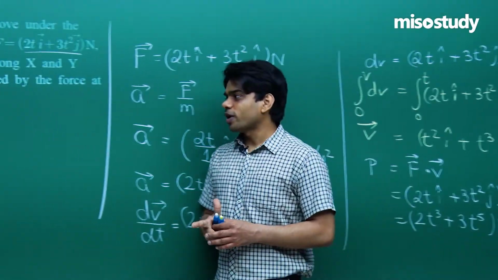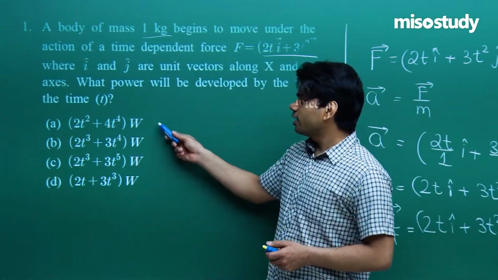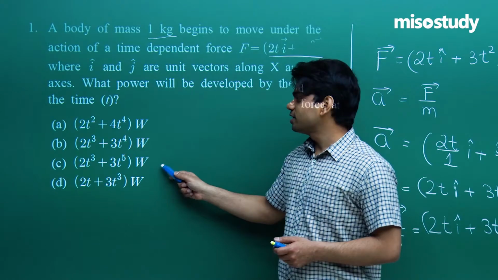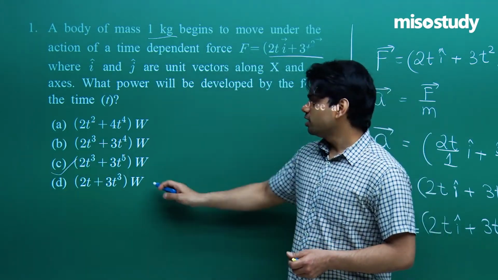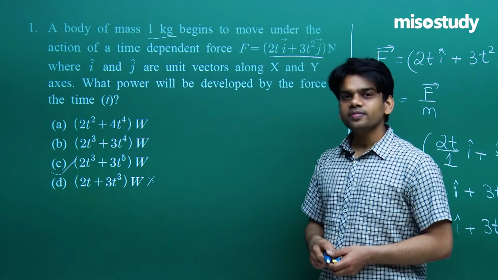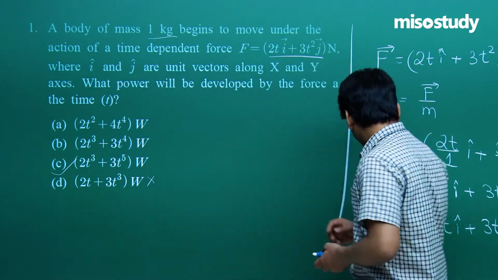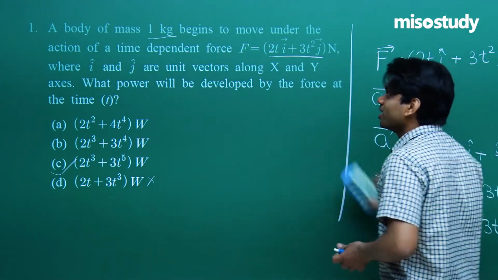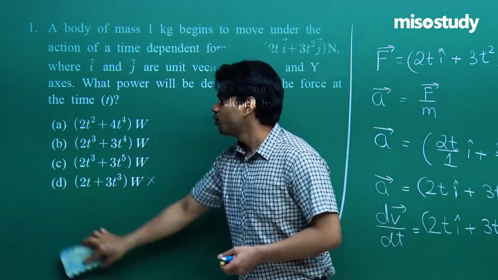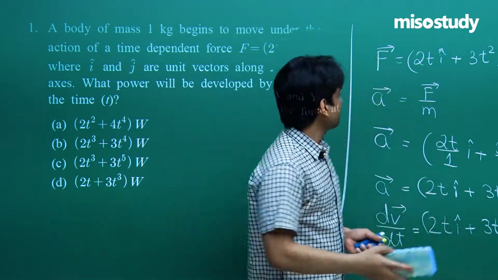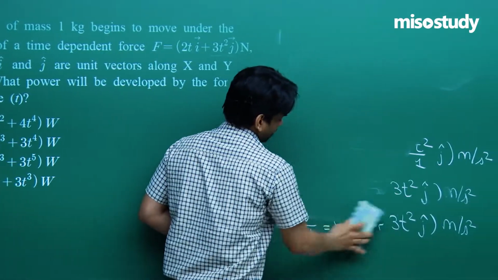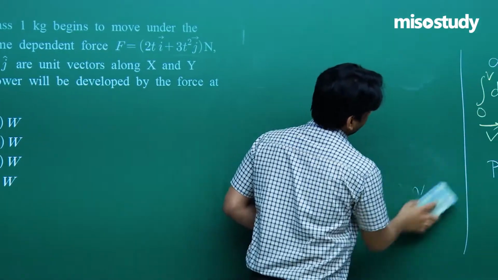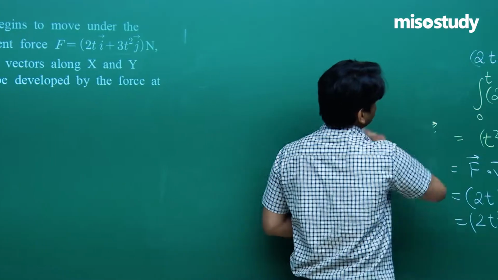2t cube plus 3t power 5. If you see, A is incorrect, B is incorrect, C is the one that is matching, and D is also incorrect. So I believe that how to evaluate the value of power when force is given, these are the stepwise steps you need to follow to reach the result. Good question for your practice, and I believe this would be helpful for you all.